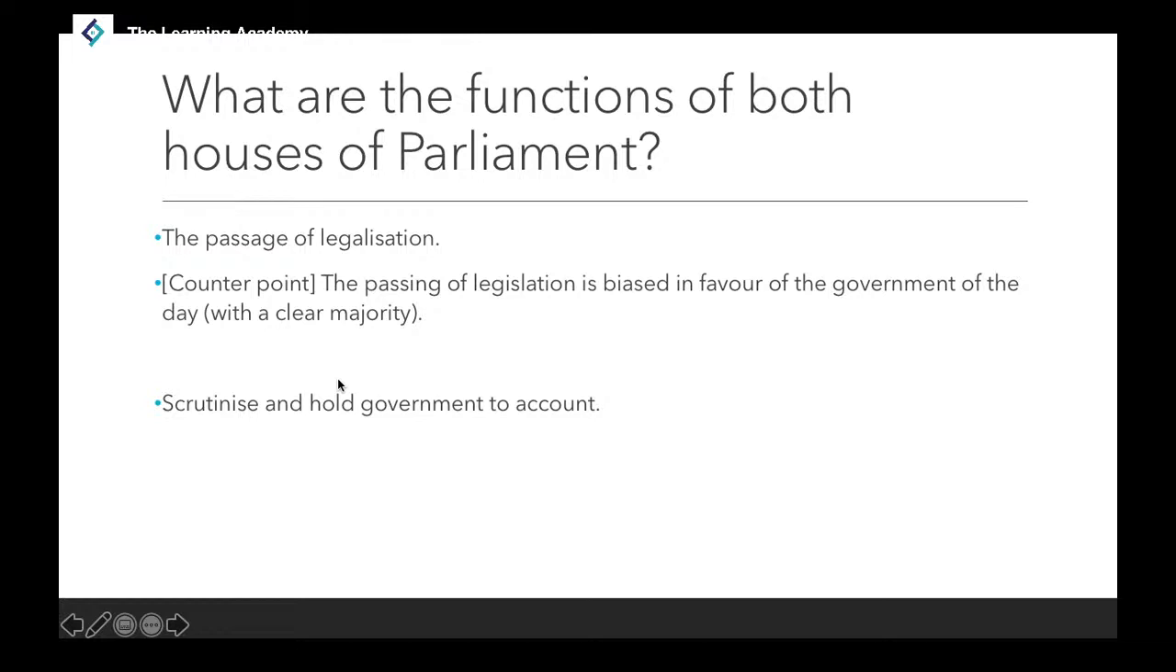Okay, so you could make the argument in an essay that while Parliament does perform the function of scrutinising through committees and through parliamentary questions, on the one hand, question time and parliamentary questions are more of a show. They're more of a performance rather than any kind of actual scrutinising, and you can see that by watching Wednesday's PMQs.